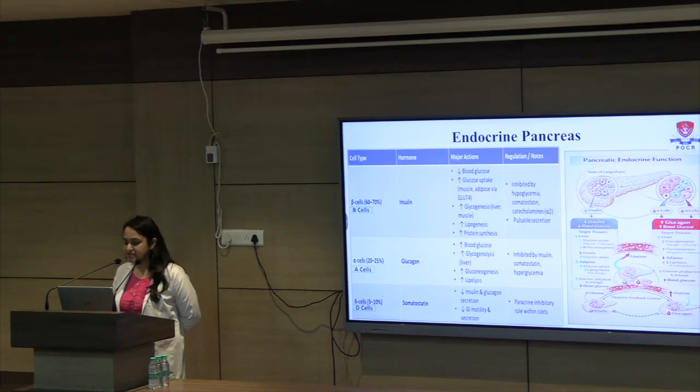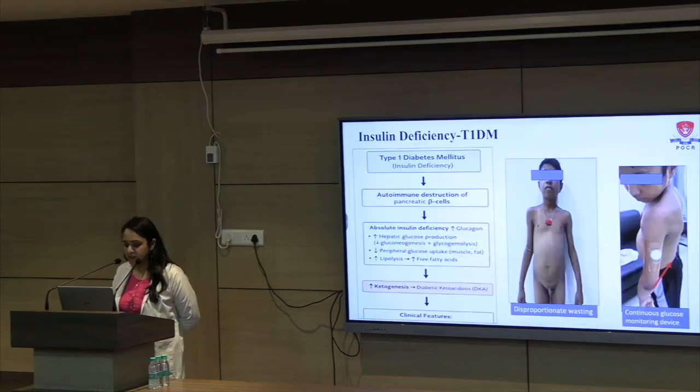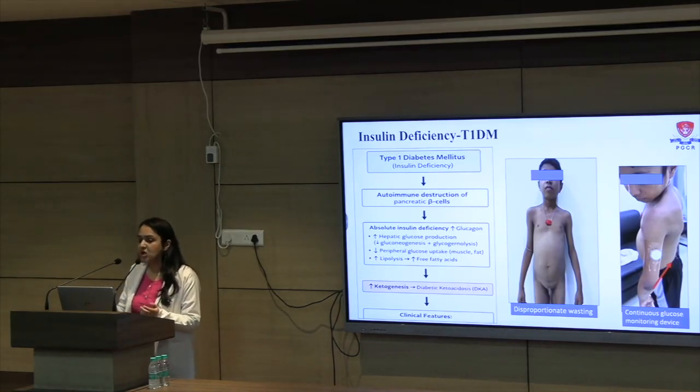It promotes glycogen synthesis, lipogenesis and protein synthesis, so overall it is an anabolic hormone. Alpha cells secrete glucagon and delta cells secrete somatostatin. Now coming to the abnormalities associated with insulin. So type 1 diabetes is a state of absolute insulin deficiency due to autoimmune destruction of beta cells. In insulin deficiency, there is decreased peripheral glucose uptake and increased hepatic glucose output, leading to hyperglycemia. At the same time, lack of insulin increases lipolysis, increasing free fatty acids, which are then converted to ketones, leading to diabetic ketoacidosis. So the key concept is loss of insulin's anabolic function, resulting in a catabolic state.